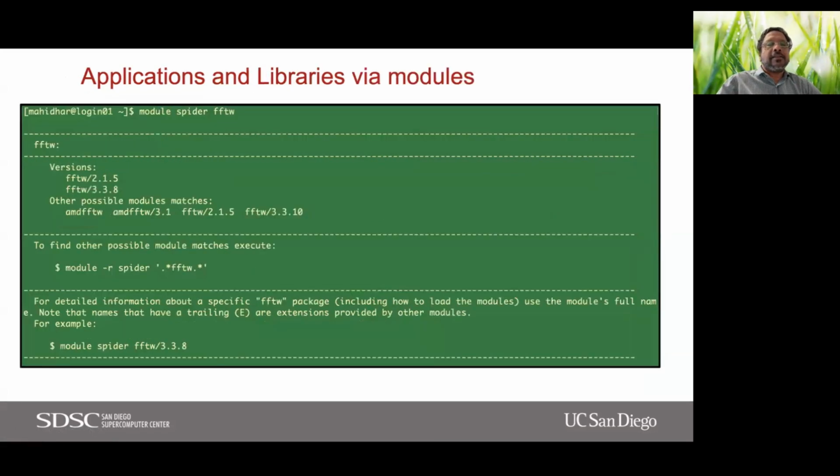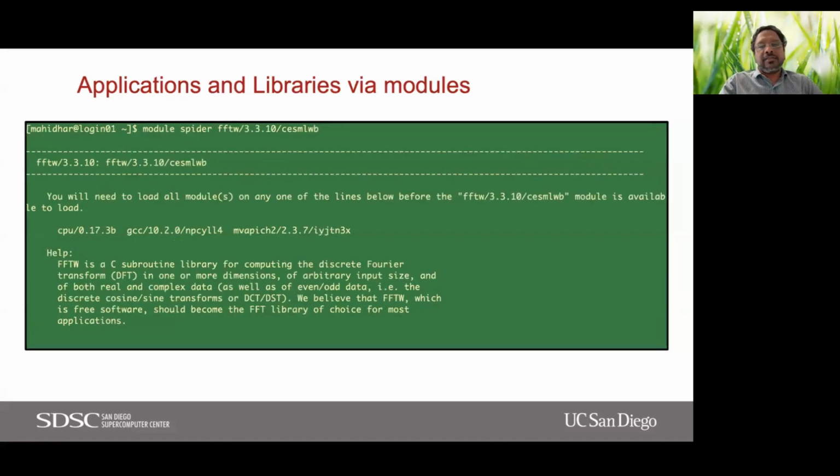And if you actually do this with packages that have multiple options, you'll actually see them too. So for example, if you do module spider FFTW, we have different versions, the 2.1.5 and 3.3.8. We also have possible matches that are providing the same library but are customized. So for example, the AMD FFTW that is showing up here. So it's good to check and make sure whatever you pick is compatible with the rest of your environment.